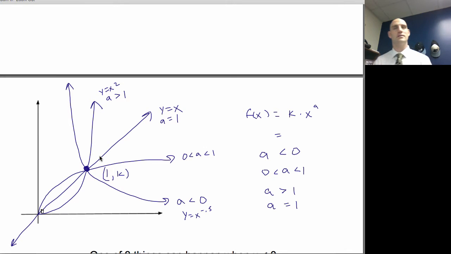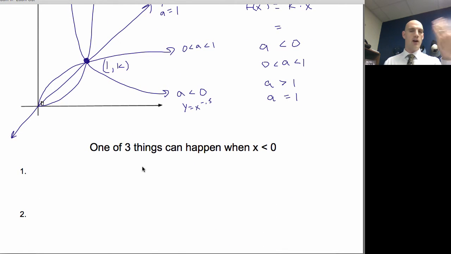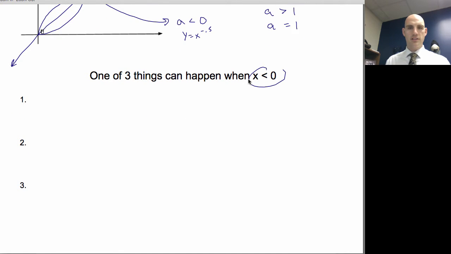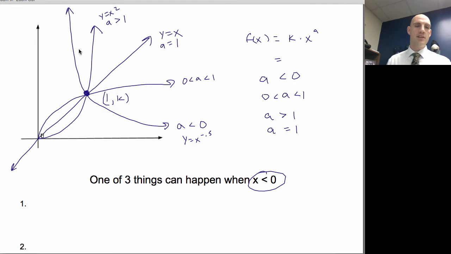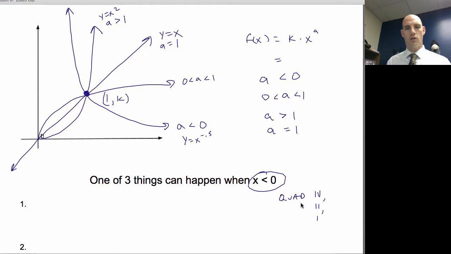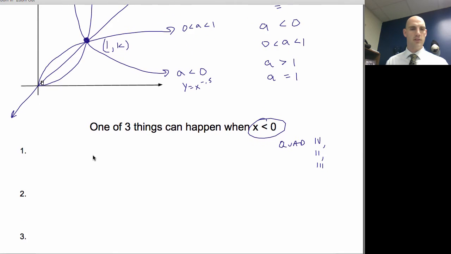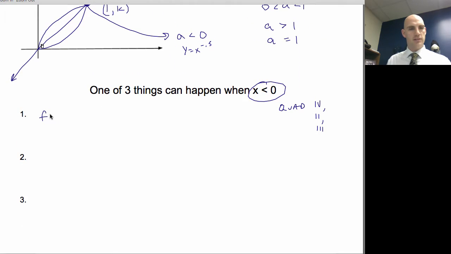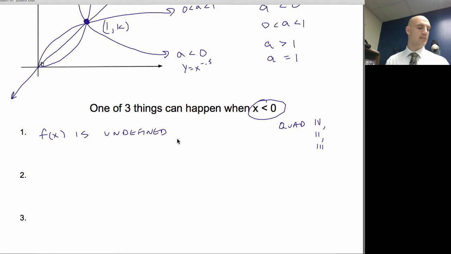But depending on what k is, it could be reflected over y or over x. So x is less than 0, meaning this is in the first quadrant. This would be quadrant 4, like we saw on here. Okay, this was in quadrant 4. Or we could have it in quadrant 2 or quadrant 3, any of those things. And so what we're looking at is f of x is undefined. So if x is less than 0, f of x could be undefined.